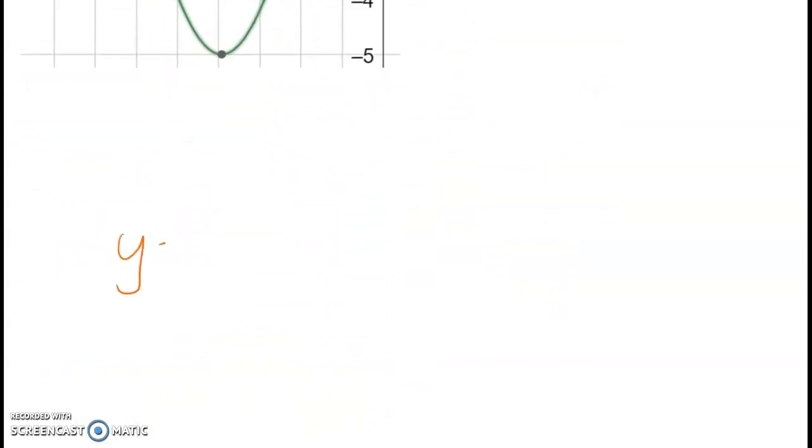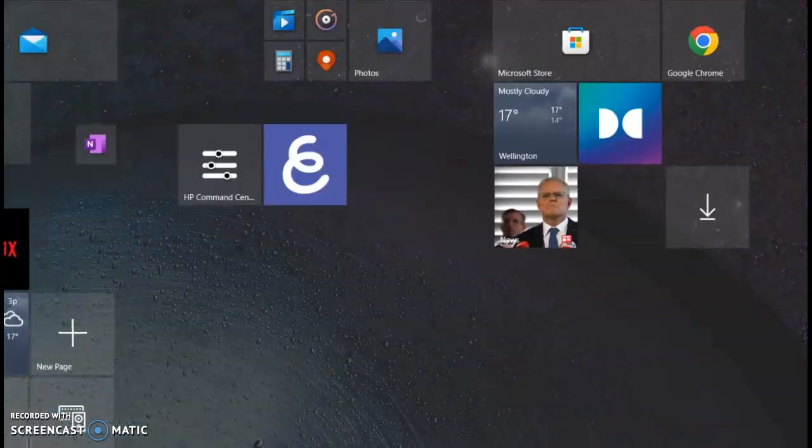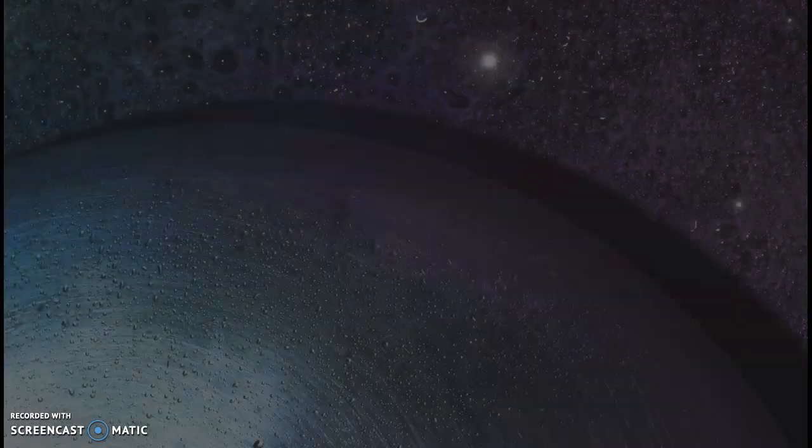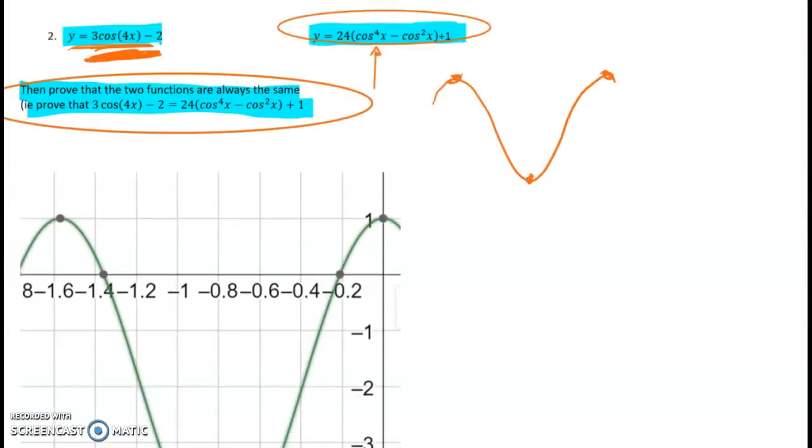Right, so y is equal to 3 cos of 4x minus 2. Okay, this should really be feeling fast now. It would be feeling better if OneNote hadn't disappeared on me. Come on, OneNote, where are you?